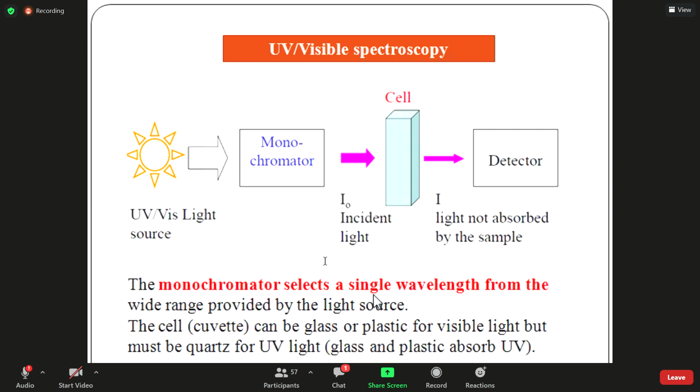So I have told you why the monochromator is used. Another thing to remember is the material of the cell. The material of the cell can be glass or plastic for visible light, but it must be quartz for UV light. Why must it be quartz? Because glass and plastic absorb some UV radiation. So if you use a glass or plastic cell in case of UV, your result will be erroneous. Some errors will come. So obviously you have to use a quartz cell.